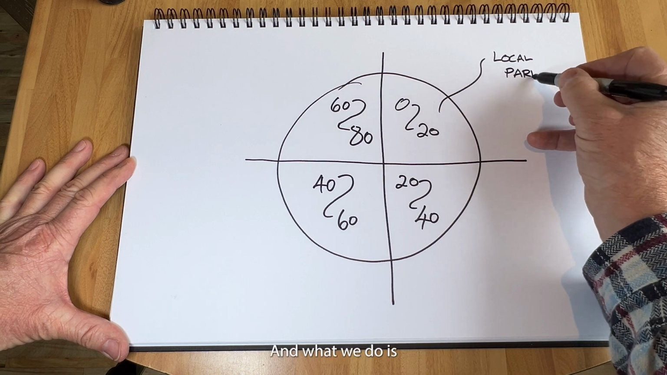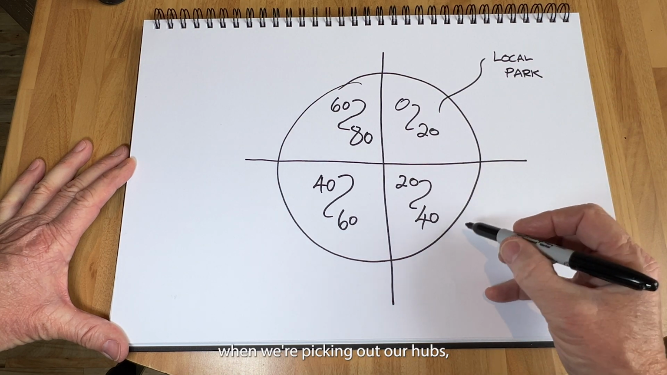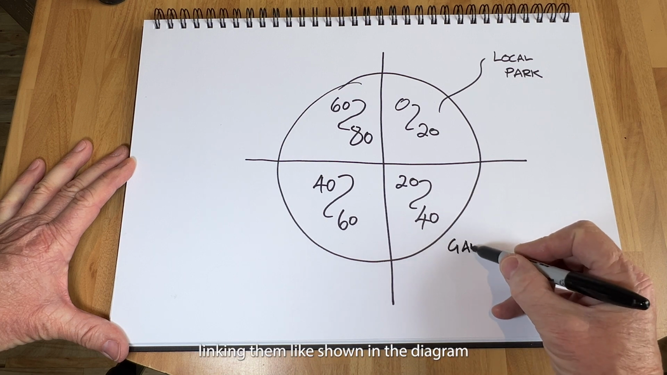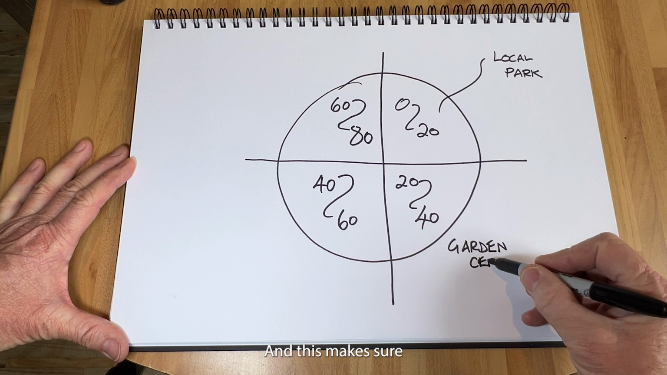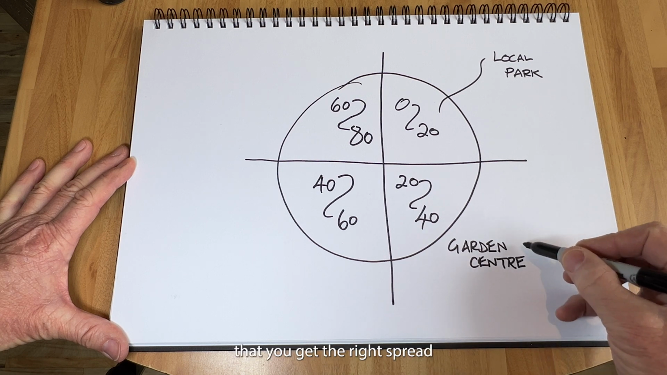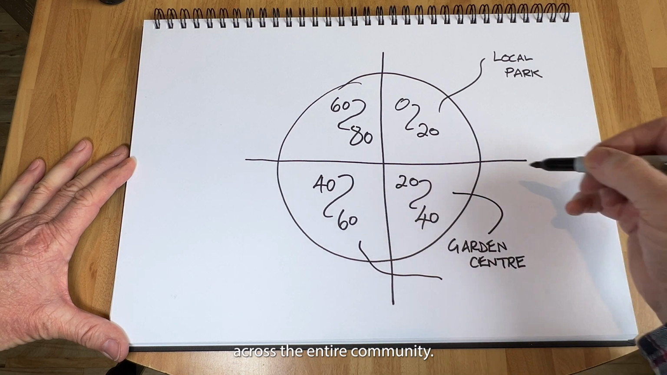And what we do is when we're picking out our hubs, we actually put them, linking them like shown in the diagram, to the particular age group. And this makes sure that you get the right spread across the entire community.